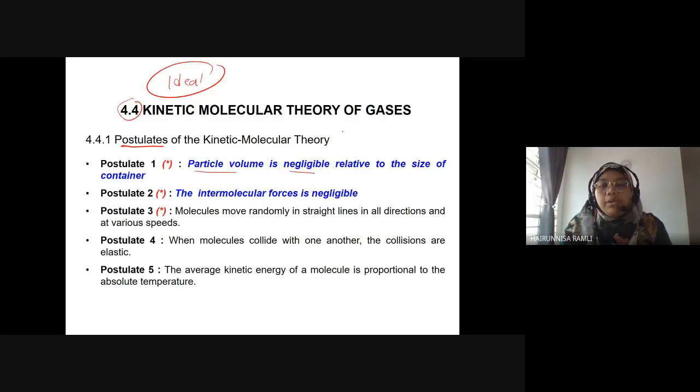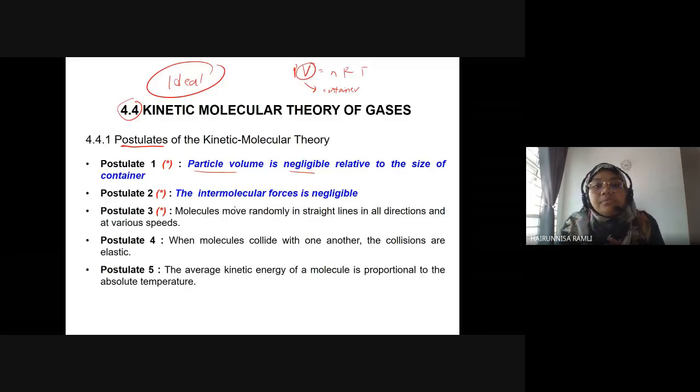Okay, remember when you want to get the volume, PV equals to NRT, this volume is actually the volume of the container. Okay, kita tak ambil volume of the gas. Okay, sebab apa? We come up with this postulate where the particle volume is negligible. Kita abaikan volume of the gas. Okay, nanti kita akan explain benda ni lebih detail dalam tajuk real gas lah. Kenapa kita abaikan?